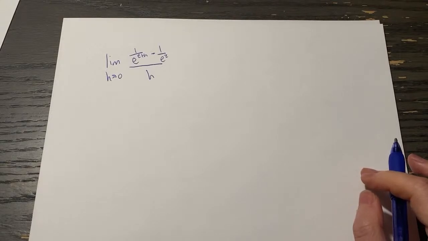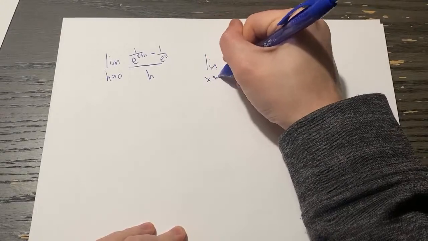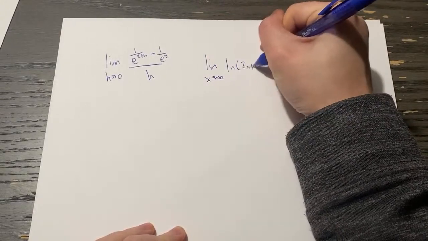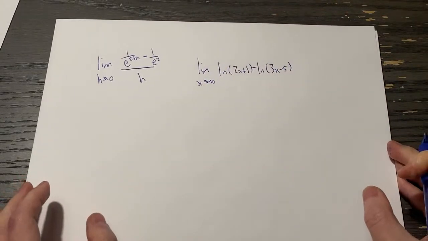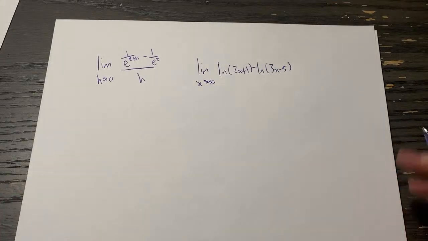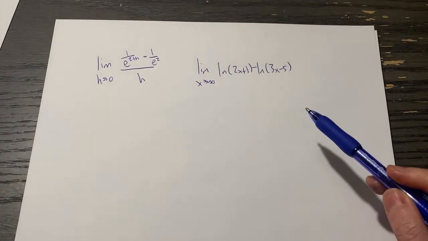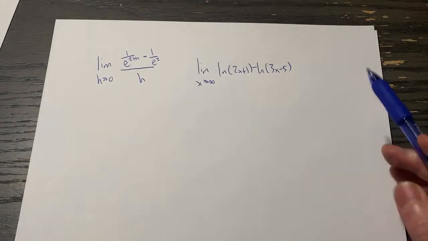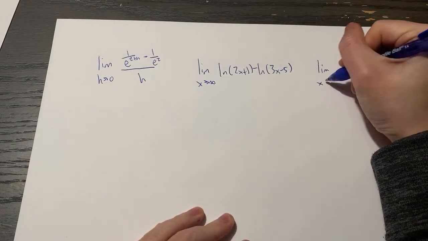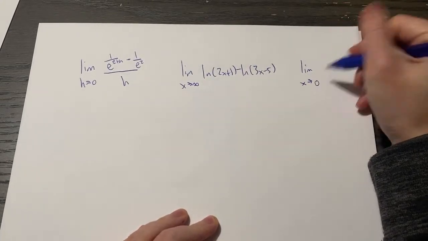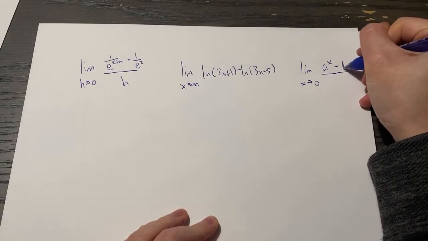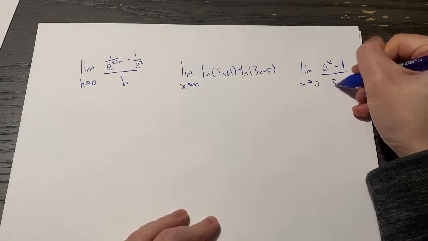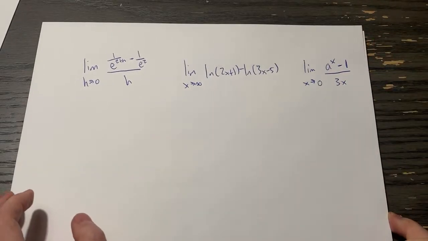What else do I want to do? There were other ones I wanted to do. Yes, the limit as x goes to infinity of ln of 2x plus 1 minus ln of 3x minus 5. And then my other one, okay, so that's that one. Let's do ones with a's, because sometimes when there are constants, people get confused. So it's going to have an a in it: a to the x minus 1 over, let's say, 3x. Okay, these are our next 3 questions.